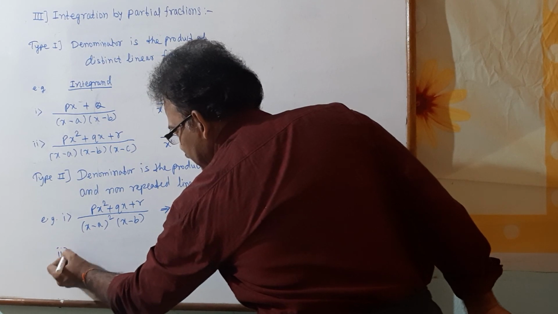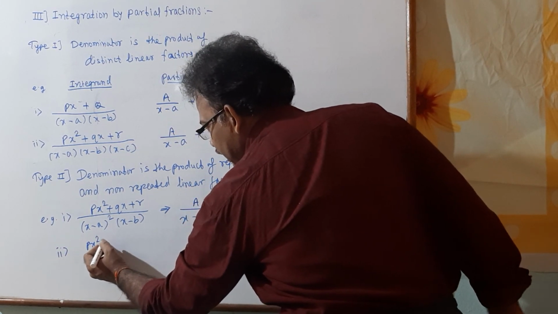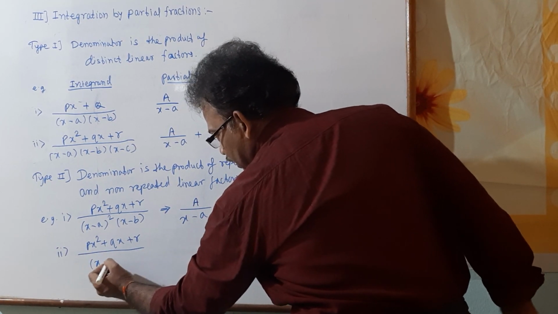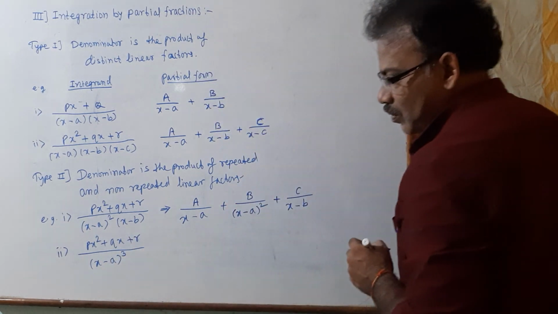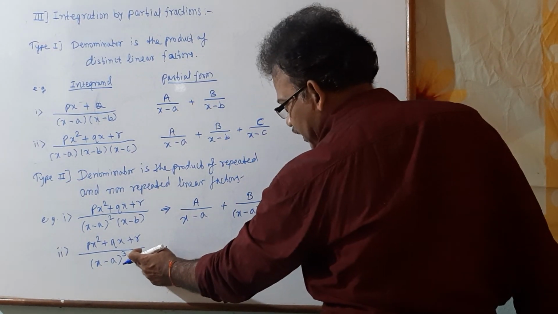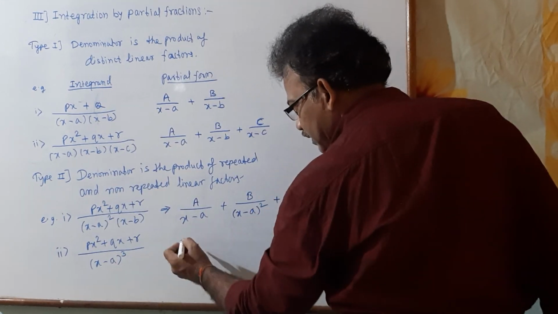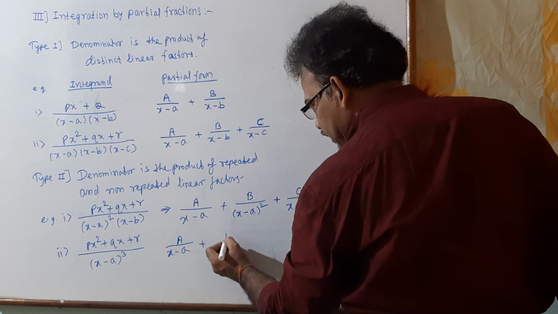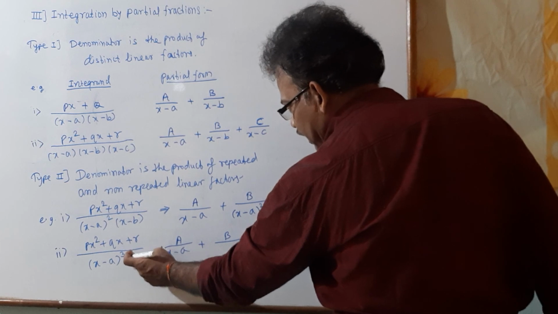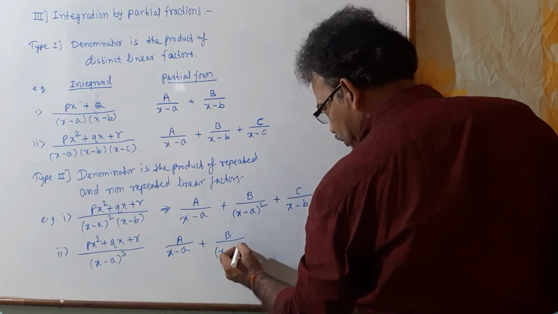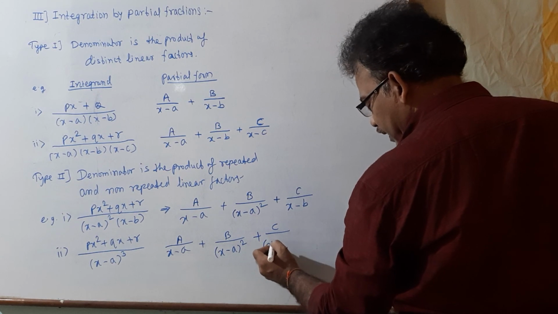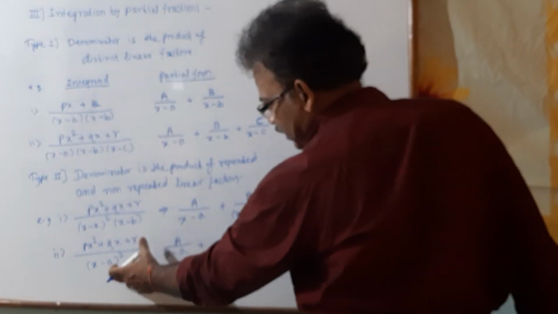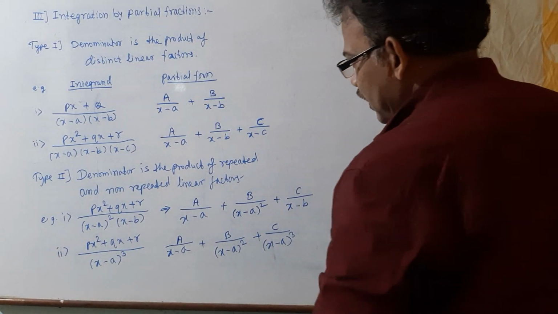Another example you can see: suppose the integrand is of this type, px square plus qx plus r, and suppose the denominator is only x minus a whole cube. So here the index is 3, the power is 3, and the factor is repeated thrice. So we take 3 constants, we write A divided by x minus a plus the second constant B divided by x minus a with power 2, plus C divided by x minus a with power 3. So these three are the partial fractions of this integrand, that is type number 2.